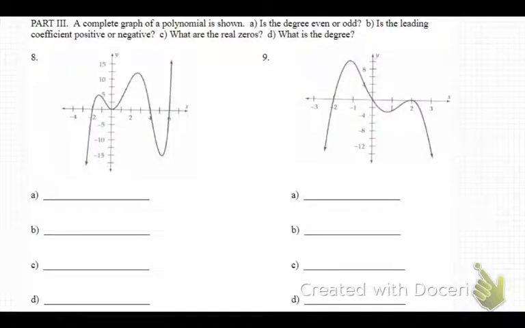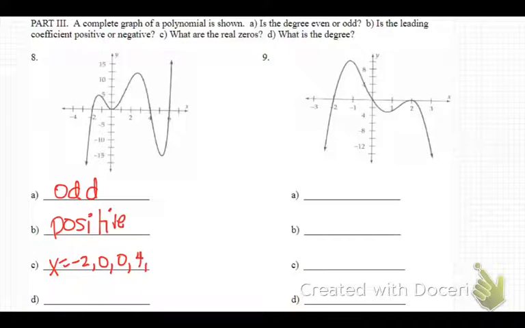Okay, finally, 8 and 9. We have to find if it's even or odd, positive or negative, the zeros, and the actual degree. So number 8 is odd, positive. The zeros are x equals -2, 0, 0, 4 and 6, or 0 multiplicity 2, you could write that twice. And this is a 5th degree. Is that what you got? Yes or no?